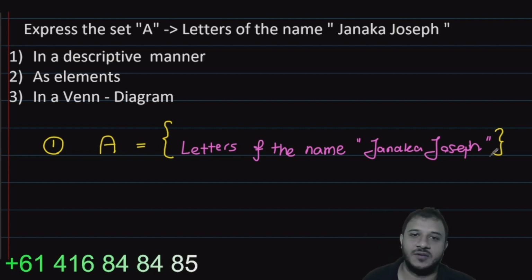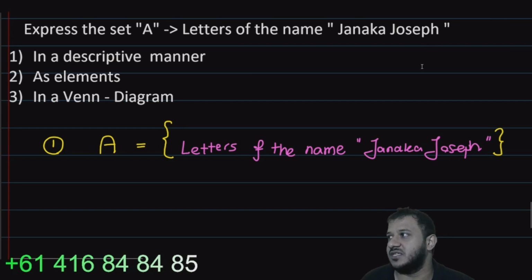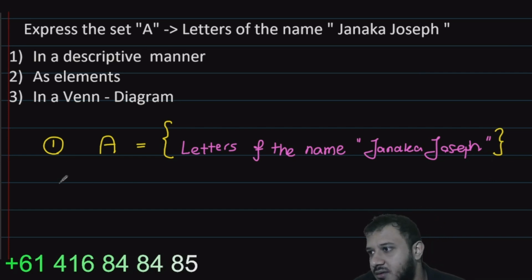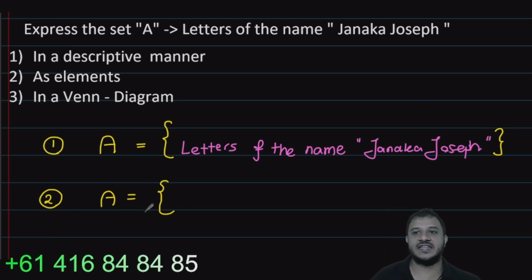Usually, we write these things in capitals only when the question is given, but here the question is not given like that. Let's write it. That's the way they have put the question. Then, the next one: as elements. Elements means as elements here. So, what are the letters you can see in my name? So, the second way of writing is as elements.